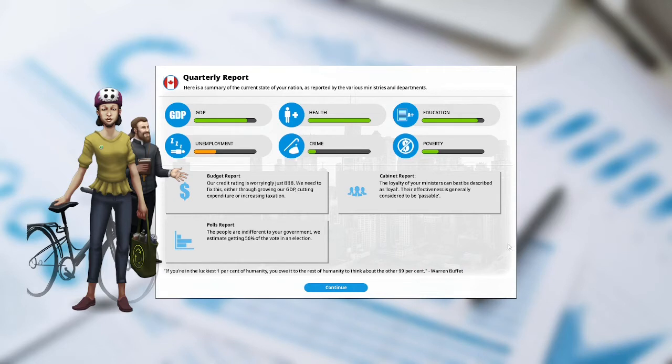Cabinet report. The loyalty of your ministers can best be described as loyal. Their effectiveness is generally considered to be passable. Polls report. The people are indifferent to your government. We estimate getting 56% of the vote. Let's look at our cabinet.